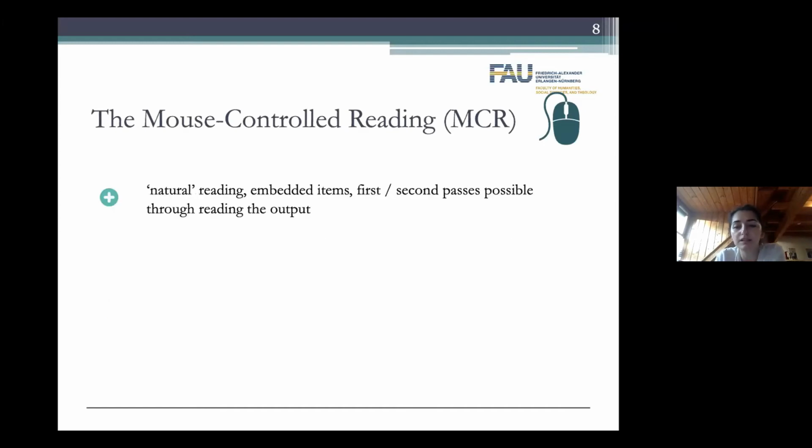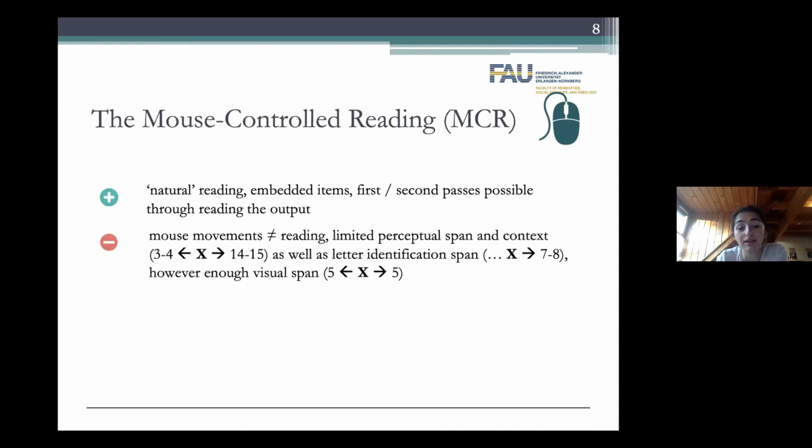So basically, the expected pluses are that this is more or less natural reading. If you compare that with the self-paced reading task, you wouldn't have to press the space button to proceed through the task. You just need to move the mouse. The items are embedded, they are not in isolation. Theoretically, first and second passes are possible, so you can really measure how much time a participant spent reading something for the first time, and then if the participant went back to the same item and read it again. However, in this study, I only recorded the aggregated measures.